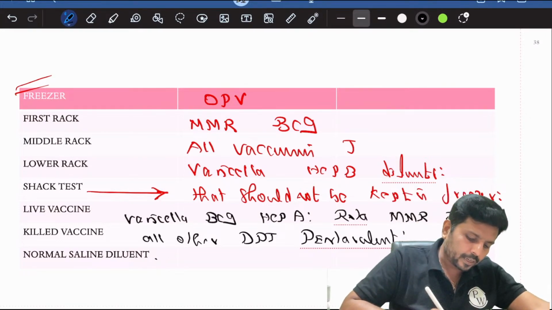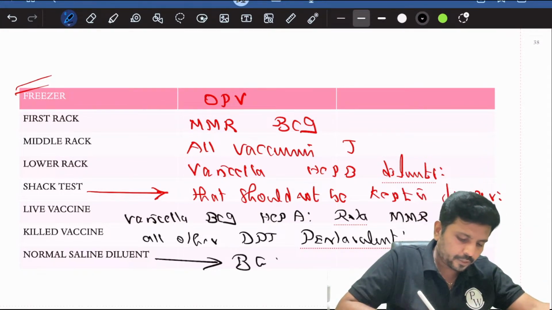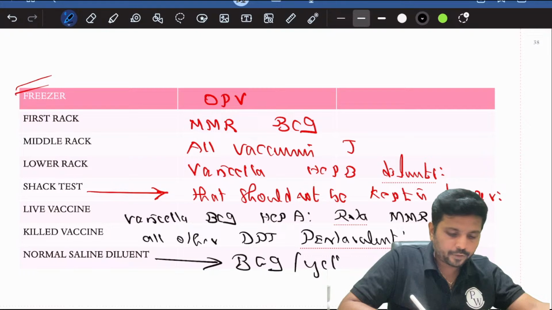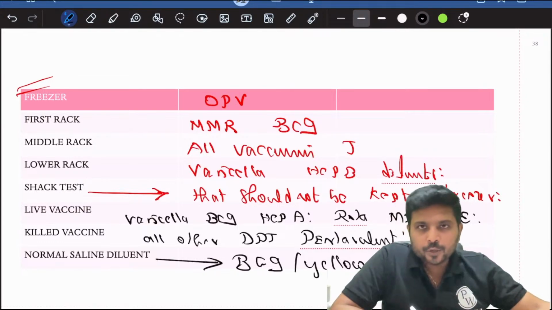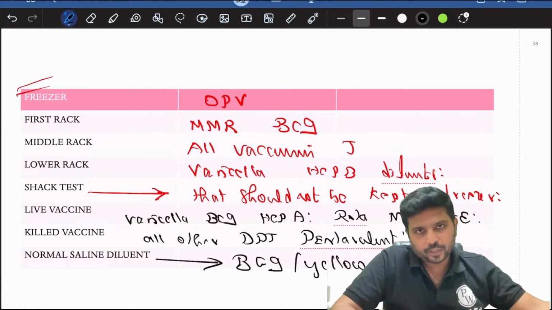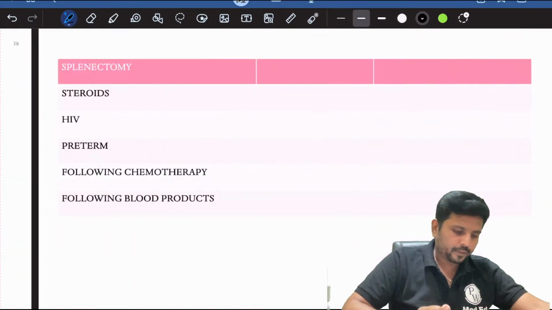Normal saline is a diluent for two vaccines: one is BCG, another is yellow fever. For all other vaccines, you need to use distilled water, sterile water, as a diluent.